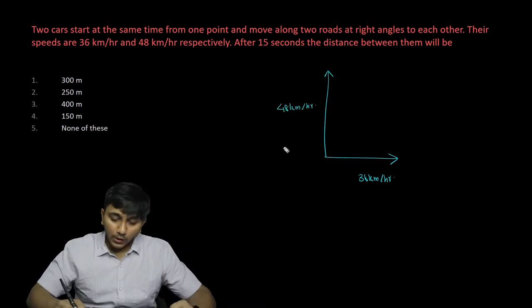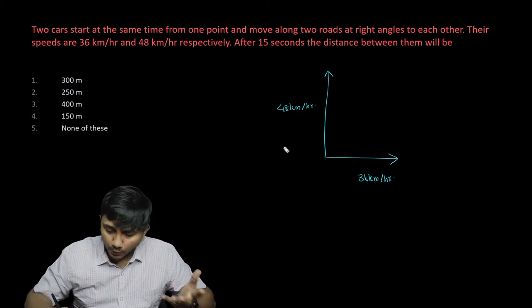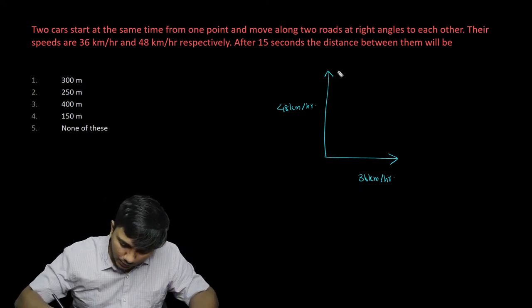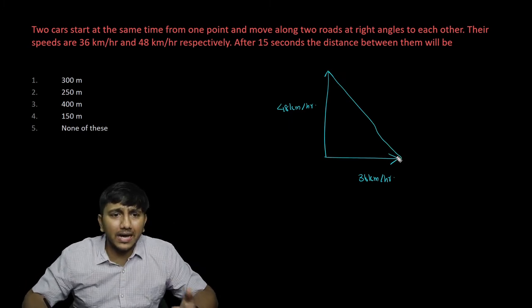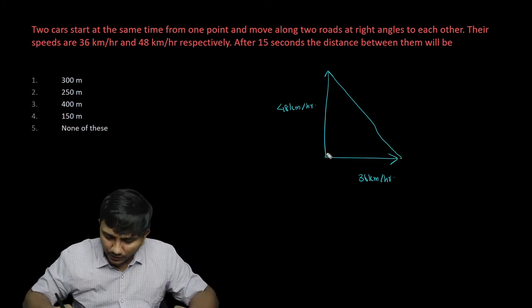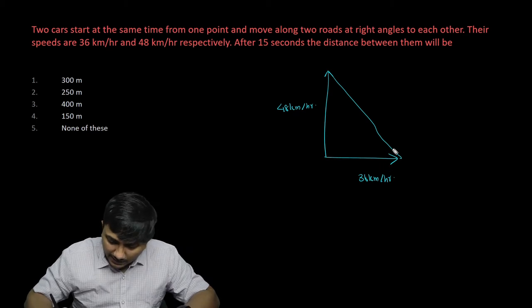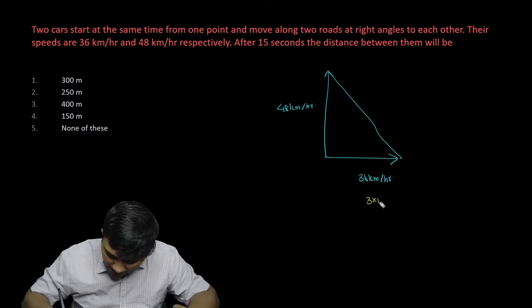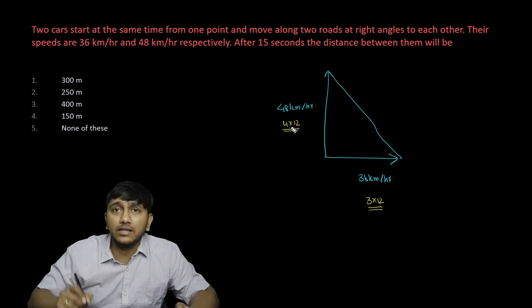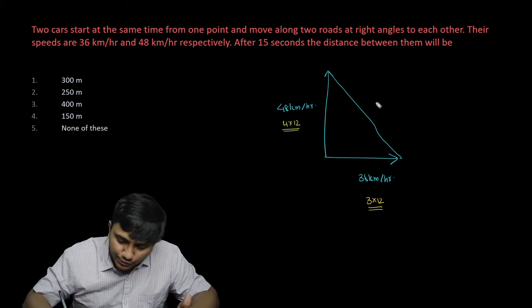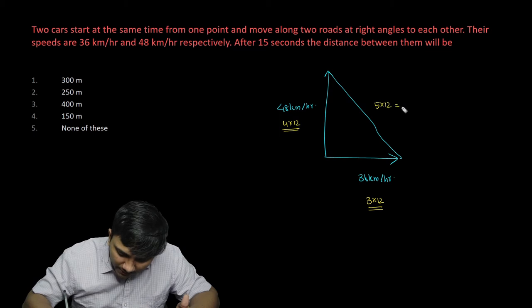km per hour. Okay, let's say after 1 hour, if I want to find out the distance between these two, I'll have to find the distance of the hypotenuse in this right angle triangle. And if I look at this, this is 3 into 12. This is 4 into 12. So if I take the Pythagoras triplet 3, 4 and 5, this should be 5 into 12. Hence, this distance should be 60 kilometers.